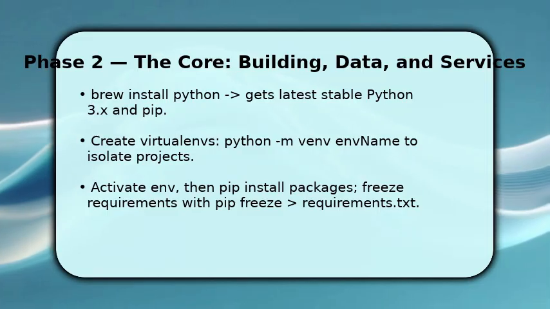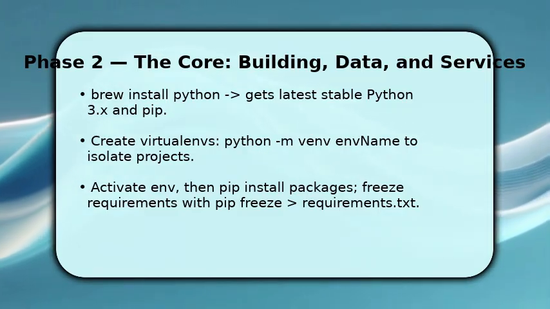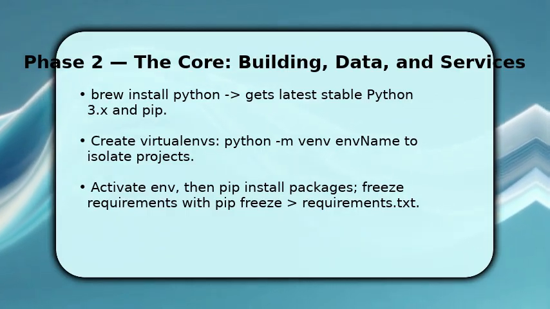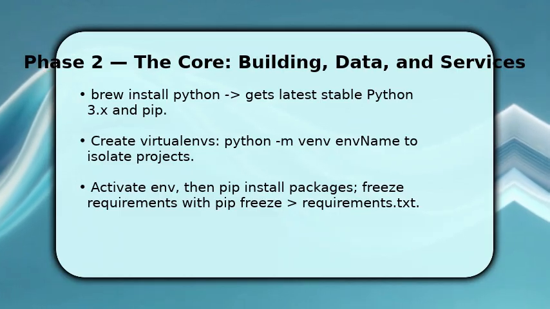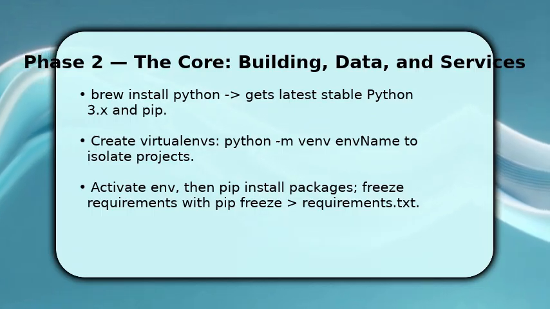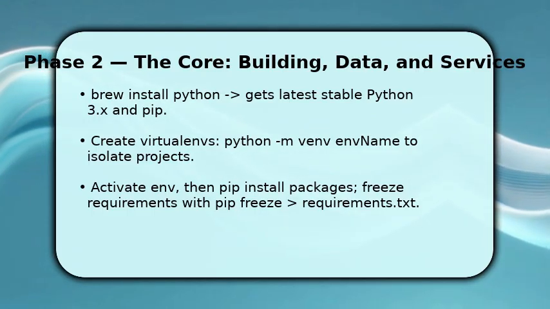Next, install Python with Homebrew and set up project isolation. Run brew install python to get the latest stable 3.x and pip. Then create a virtual environment, python -m venv myenv, activate it with source myenv/bin/activate so packages stay local to the project.